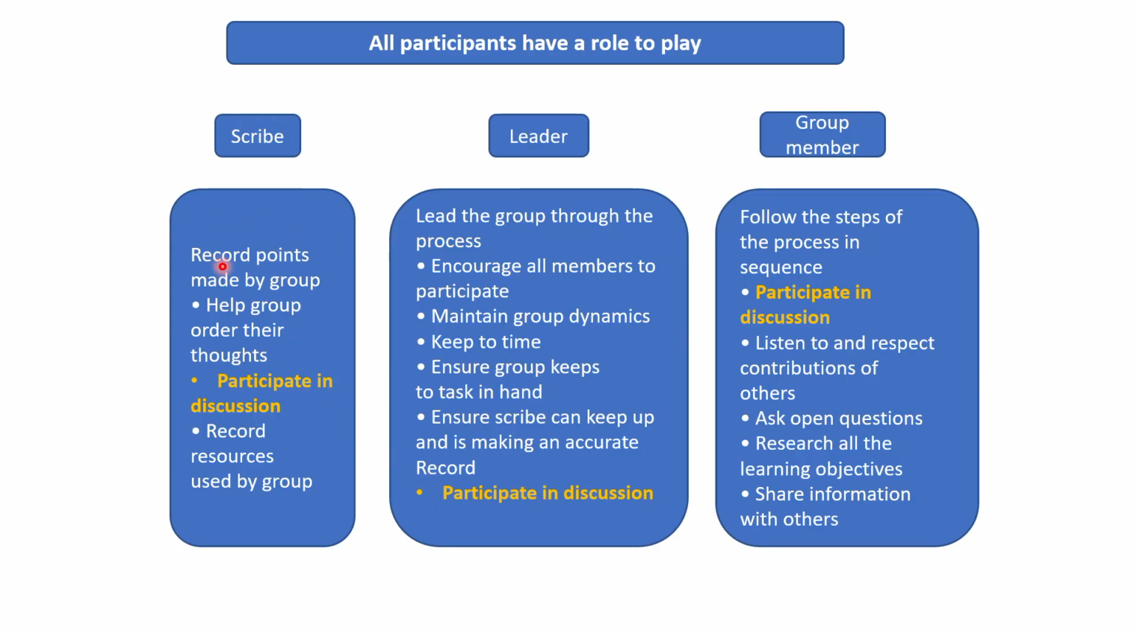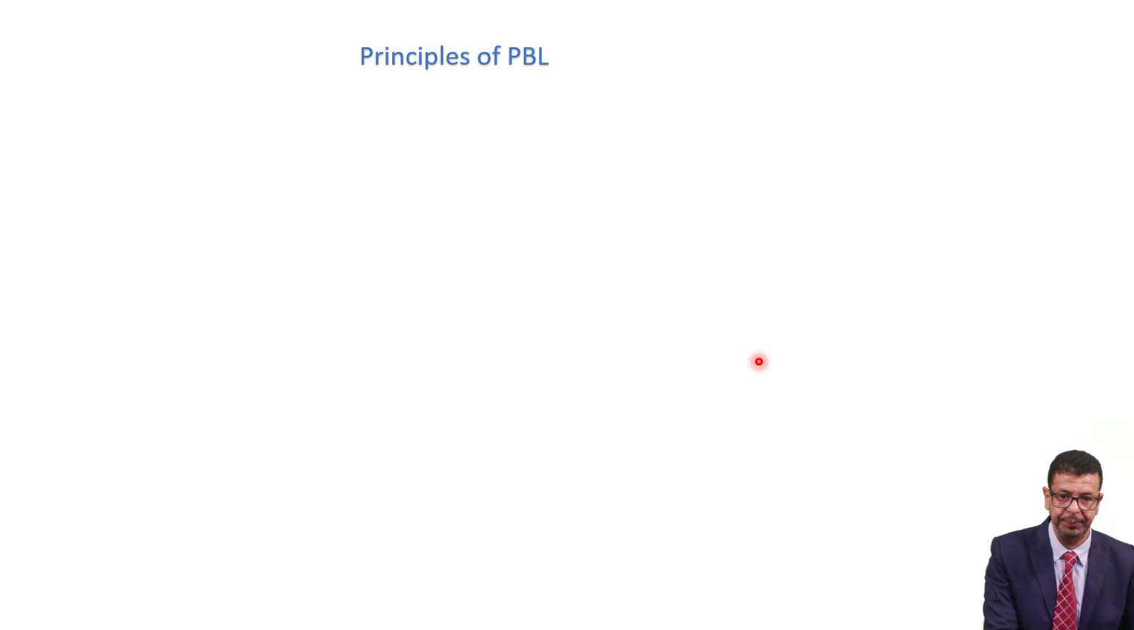The scribe is the one who records the points and helps the group order their thoughts, participates in discussion, and records resources used by the group. While the group members follow the steps of the process in sequence, participate in discussion, listen to and respect contributions of others, ask open questions, and research all learning objectives. So this is the role of students in problem-based learning, and we'll have a specific video related to the role of the facilitators in problem-based learning.